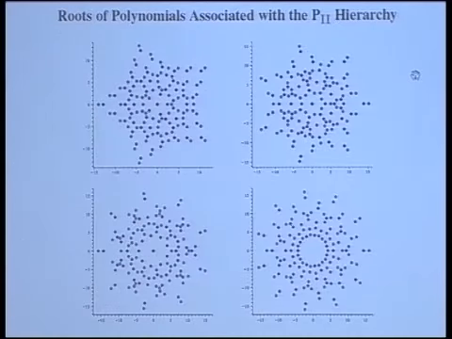And if you look at the plots of the roots of the polynomials, again two successive polynomials are plotted. And so you start with a heptagon, pentagons, heptagons, and the pattern continues on like this. And so you see that you have these very highly symmetric structures for the roots of these polynomials associated with the Painlevé 2 hierarchy.